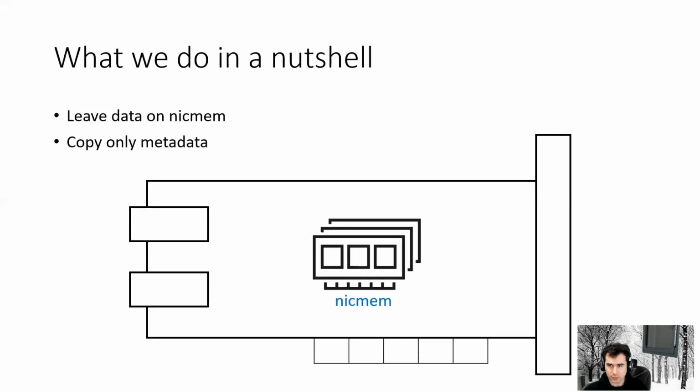So our idea is to eliminate the cost of moving message data by leaving it on memory inside the NIC. We call this memory Nicmem. At the same time, we pass message metadata to the host for processing. By doing this, we avoid the costs associated with data movers.